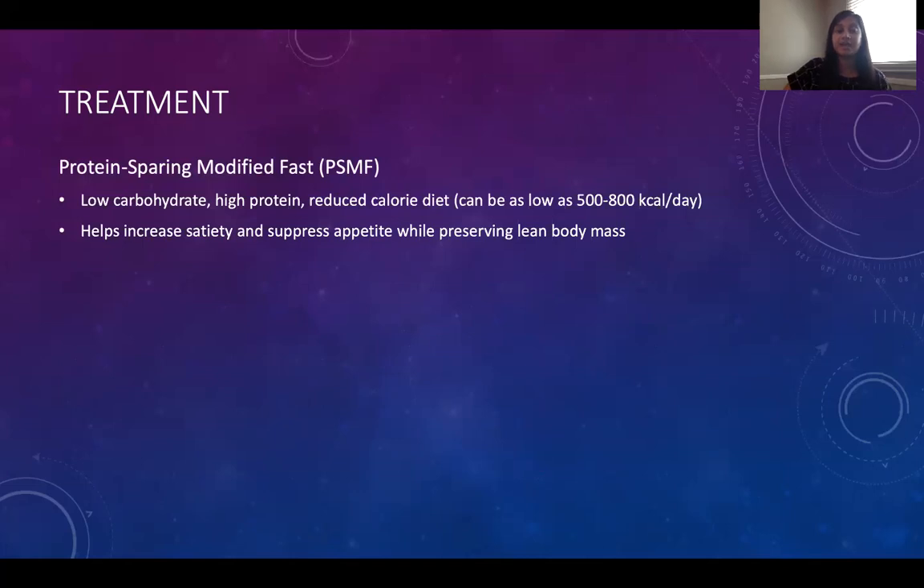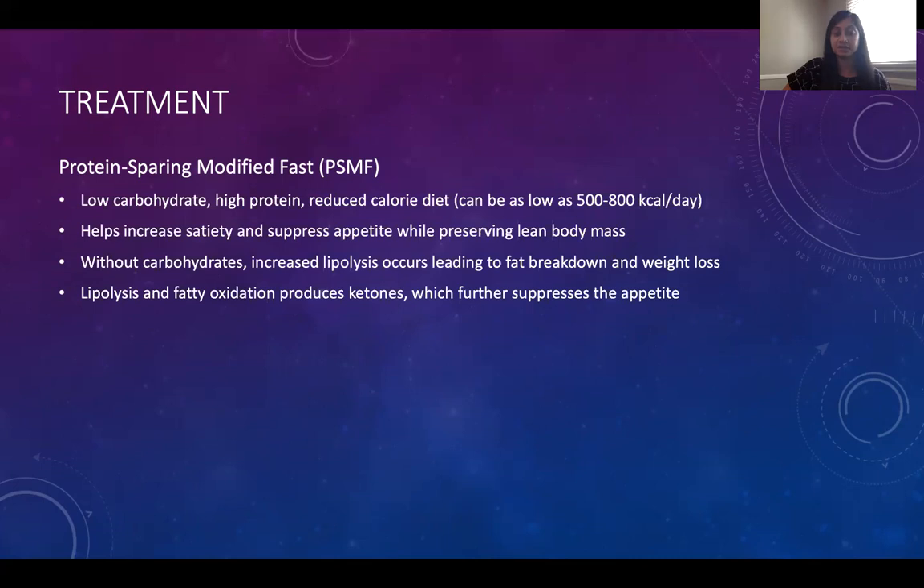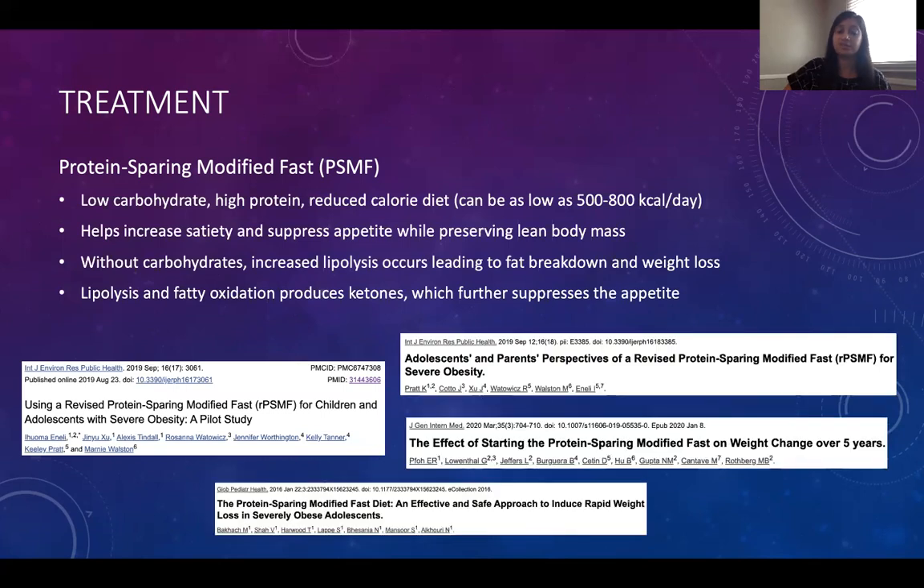And it helps increase satiety and suppress appetite while preserving lean body mass. Without the carbohydrates, your body will have increased lipolysis occurring, which leads to fat breakdown and weight loss. And through that, you're going to produce ketones, which will further suppress the appetite. And here are a couple of studies that have shown that the protein-sparing modified fast, or at least a revised protein-sparing modified fast, has been helpful in adolescents to help them lose weight.